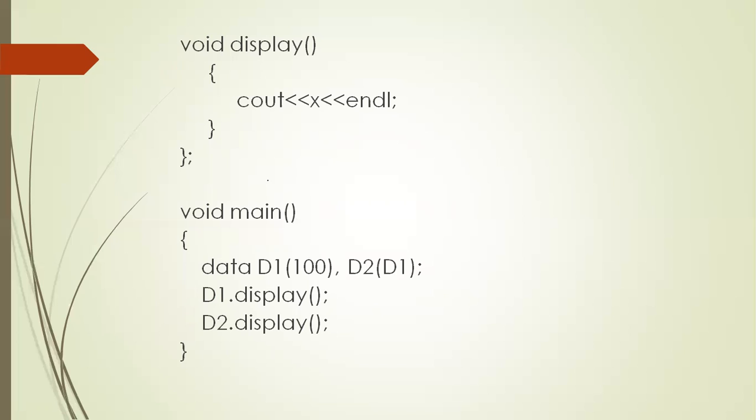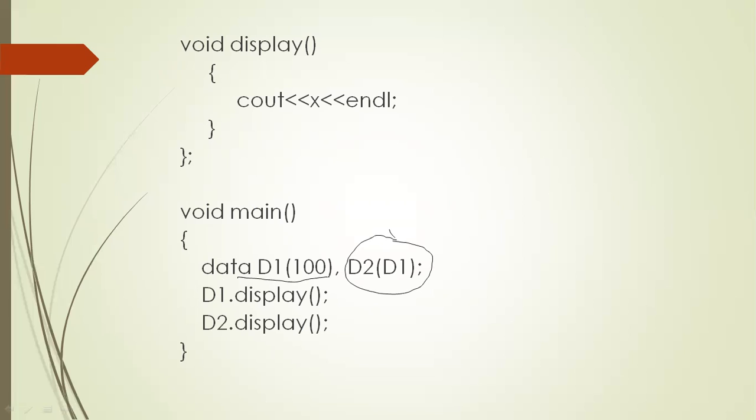Now you call the display function d1.display. When you call the display function of d1, it displays the member data x of the object d1, that means 100. This is the copy constructor. This is the place of creating an object called d1. The moment the object d1 is created, since you're passing a parameter 100, d1.x becomes 100. So using the copy constructor d2 within the parenthesis d1, the content of d1 is copied into d2, which means d2.x also becomes 100.